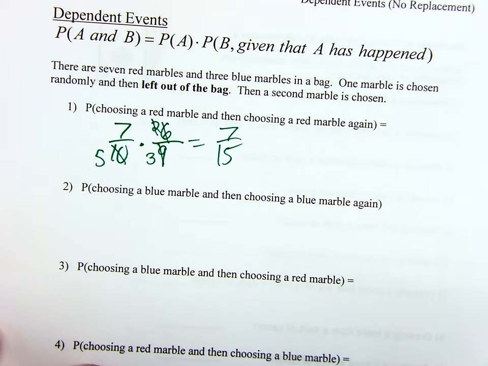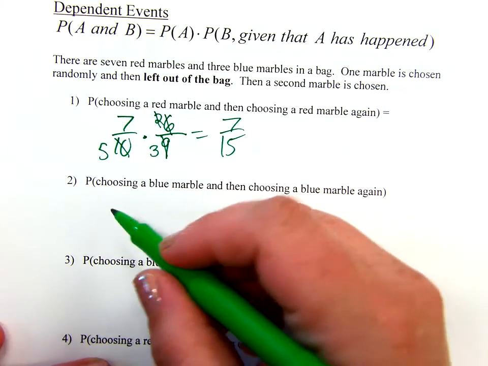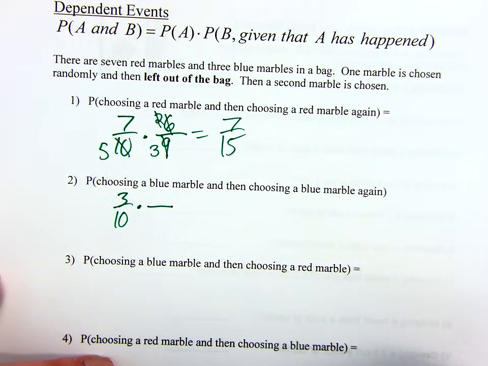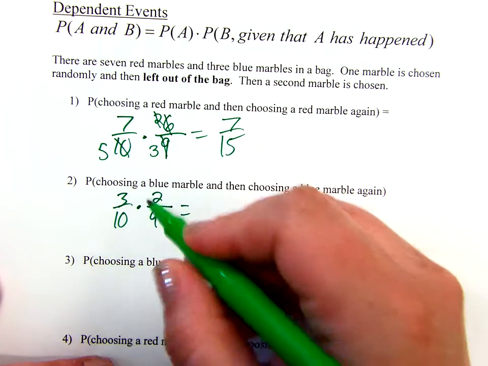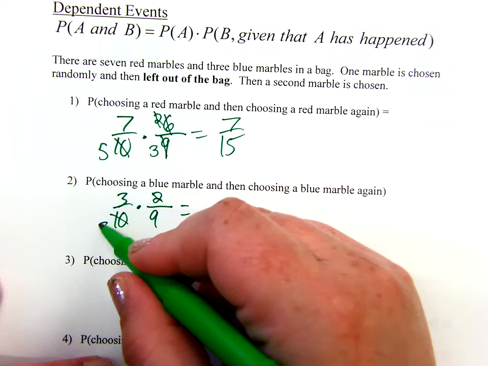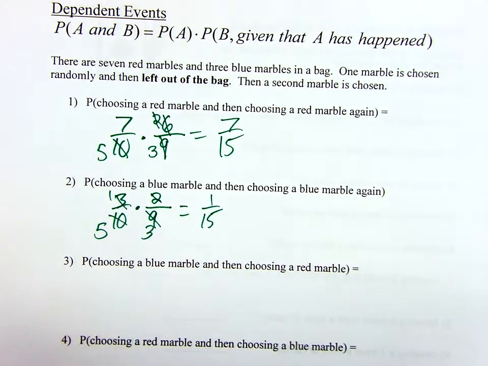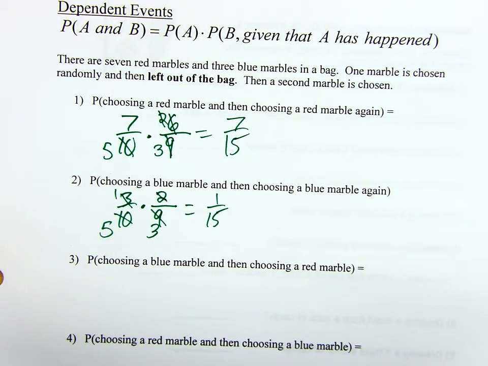All right, now we're going to do the same thing, but for blue marbles. So it's the probability I pick a blue marble the first time. 3 out of 10. Now I'm going to keep that blue marble out, and I'm going to reach back in. 2 out of 9. So I'm going to reduce first. Yes, I can. I just did. When you are multiplying fractions, remember that anything in any numerator can reduce with anything in any denominator. They don't have to be in the same fractions. So, did you get what I got? Oh, good.